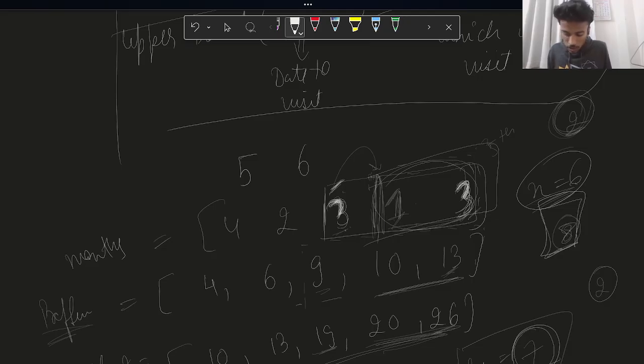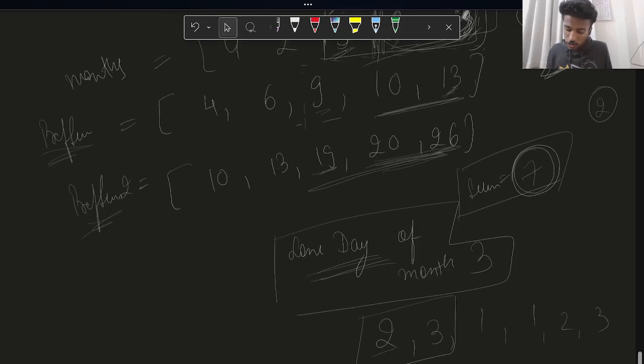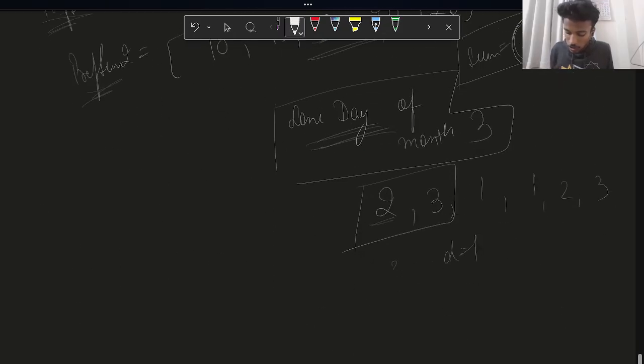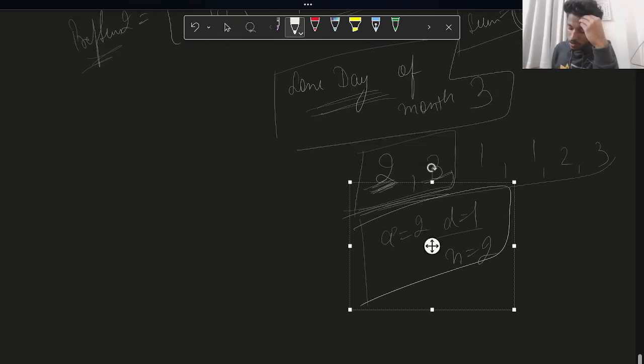So we want to visit month 3 on the second last date. So we are visiting on the second last date, and this is the month we are visiting on. The second last date was 2, so we are visiting on 2. We want to calculate the sum. Now we know the number of terms is 2, d equals 1, and the first term a equals 2. So we can calculate this using the AP formula. So for a particular month, we can calculate it like this.